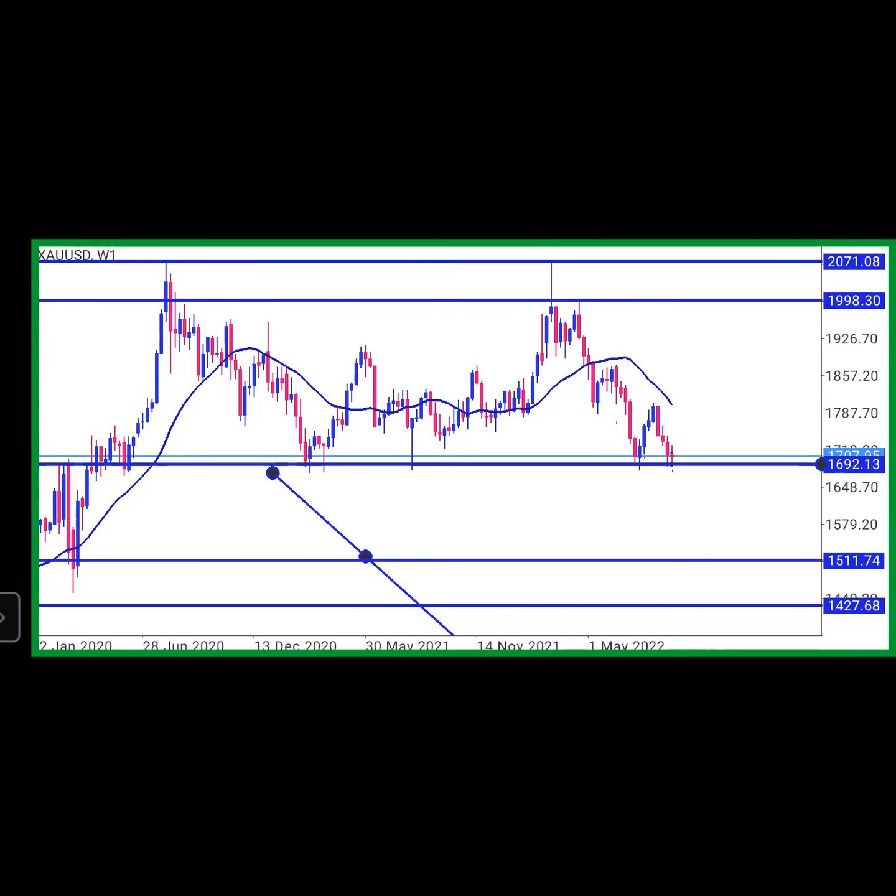Look at this range. The day this gold is either going to break to the downside or upside, it's going to be massive, like a crazy sell. Because if it breaks this floor, this 1692.